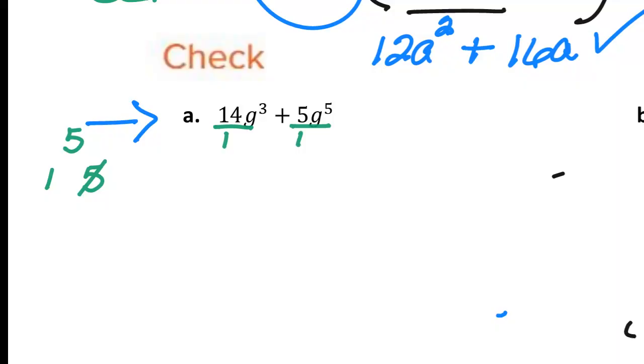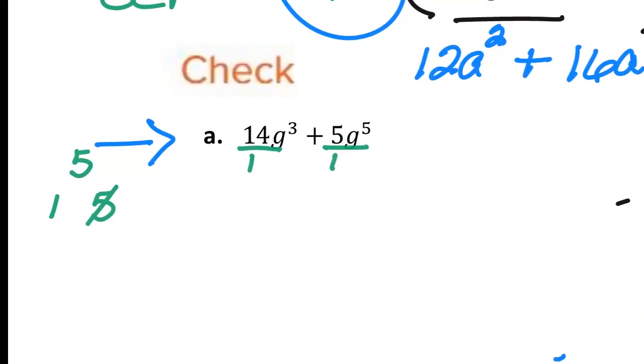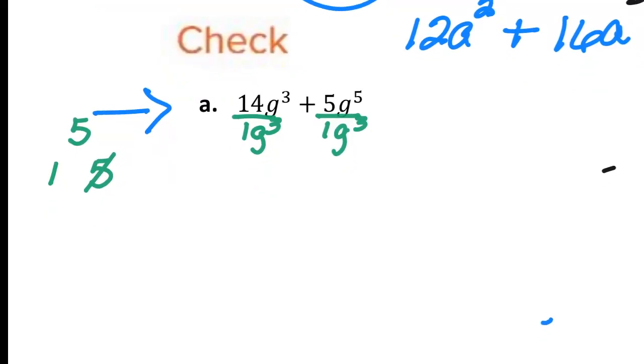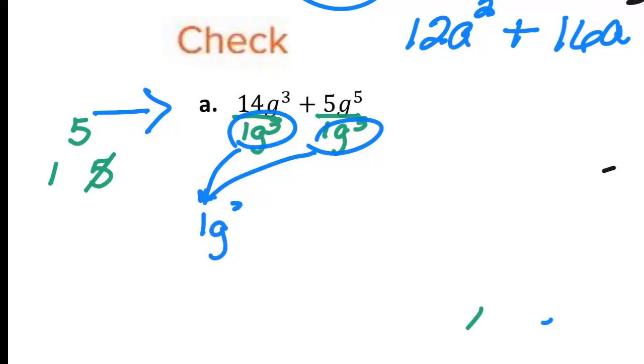And then you have g to the 3rd and g to the 5th. Well, how many g's can I factor out? 3, right? So I will put g to the 3rd and g to the 3rd here. So this is my greatest common factor. It's common to both, so I'm going to put that out in front. And you don't have to have the 1 in front, but you can if that helps for now.